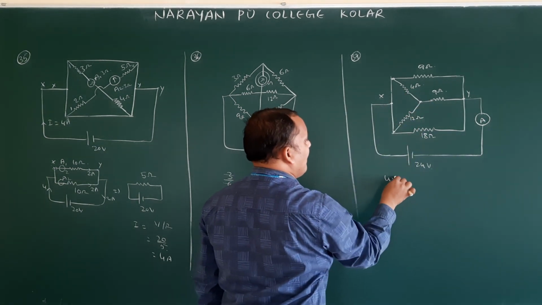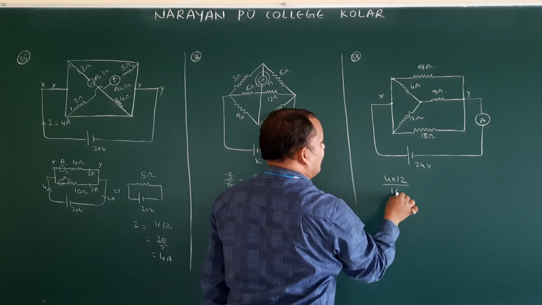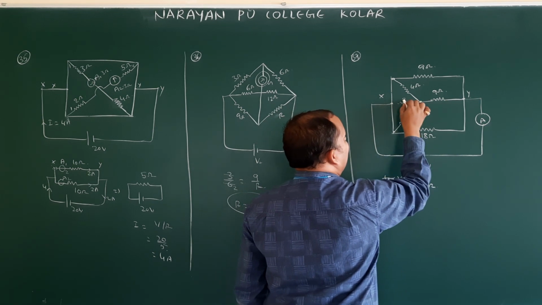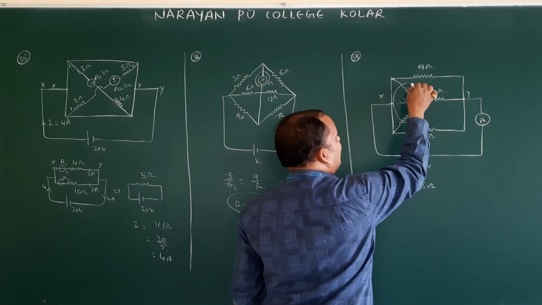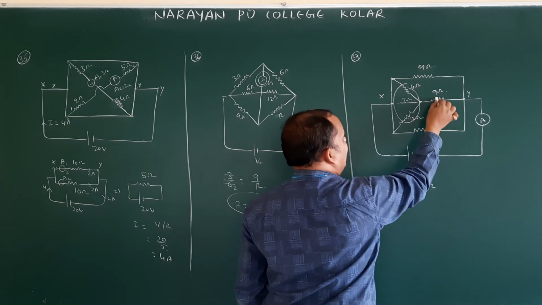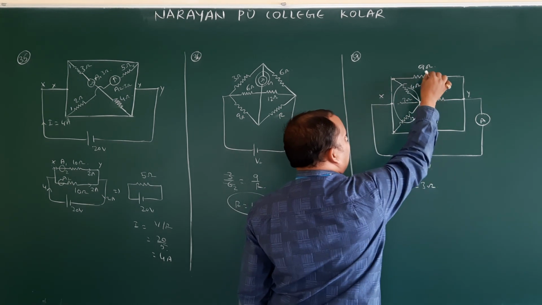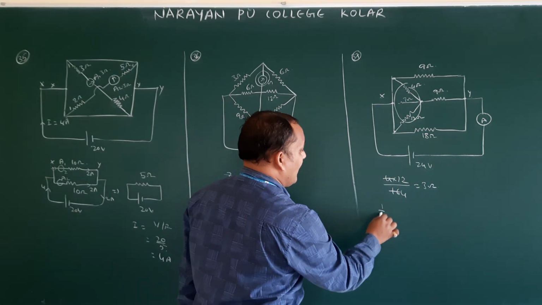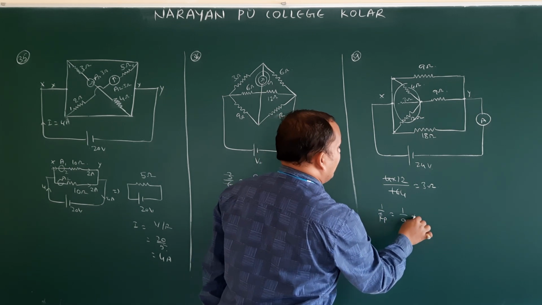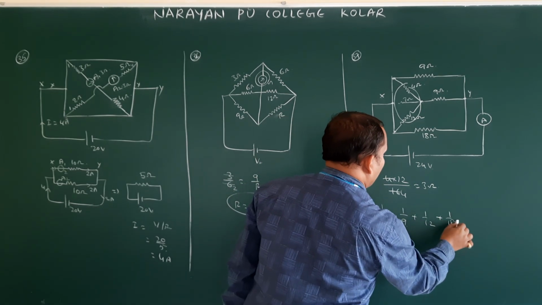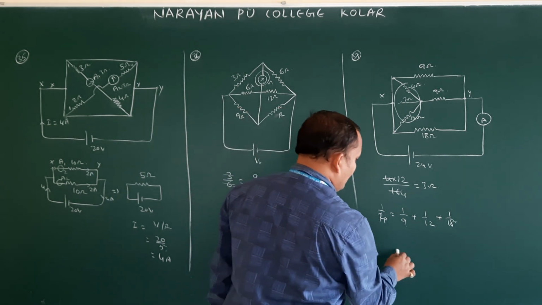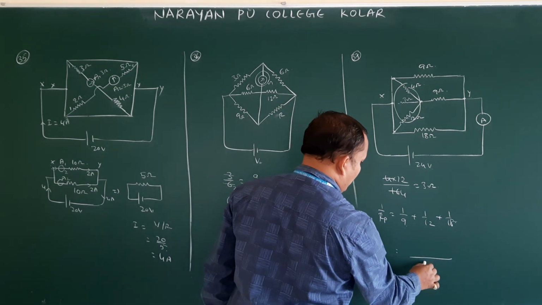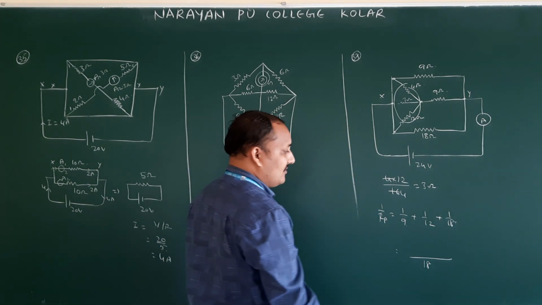Parallel means what is the formula? 4 into 12 by 4 plus 12, that is 48 by 16, which is 3 ohms. By replacing 4 and 12 you got 3. This is 9, and 9 plus 3 is 12. Then 9, 12, 18: how are these three connected? Parallel. Then 1 by Rp is equal to 1 by 9 plus 1 by 12 plus 1 by 18. What is the LCM? Can we take 18? 18 into 12?